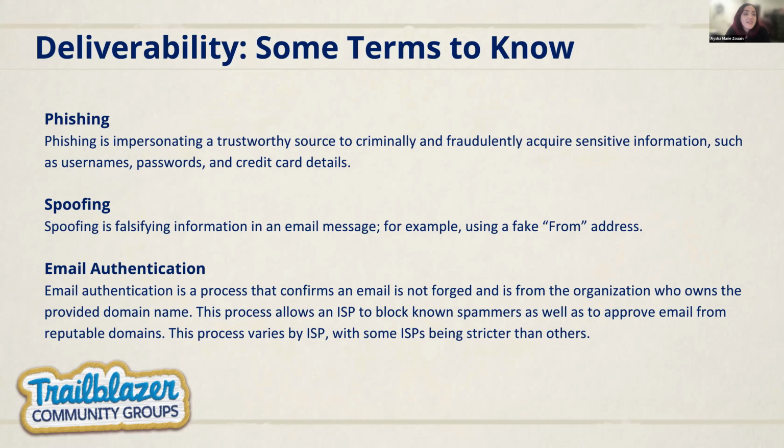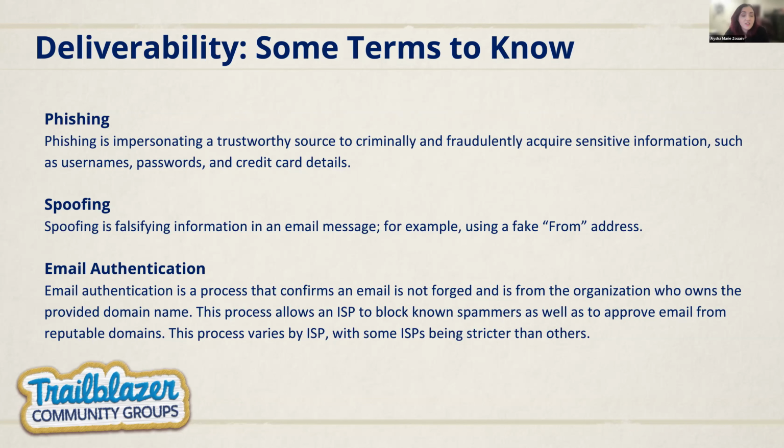Deliverability, some terms to note. Phishing is impersonating a trustworthy source to criminally and fraudulently acquire sensitive information, such as usernames, passwords, credit card details. Now, this one's actually really popular for people to get tricked into, but also shady IT departments that want to trick their own users and teach them lessons. This one happens a lot too. Then there's also spoofing. Spoofing is falsifying information in email messages, like that fake from address. A lot of people do that as a quick, cheap trick. It might work to get some engagement or some extra sales, but if you do that long enough, people already know what you're sending, and they're like, sorry bro, I know what you're talking about. So be careful. Don't want to look like a spoofer, especially if you want to follow good email marketing best practice.